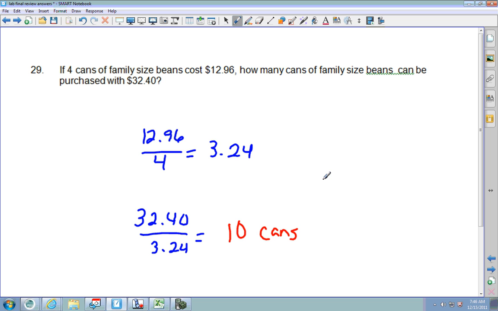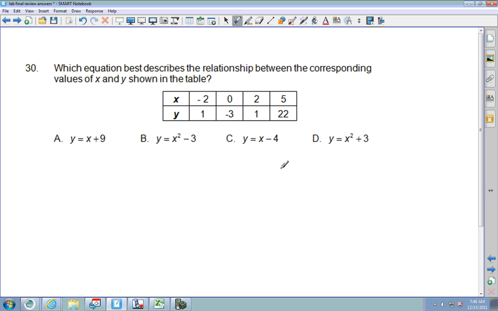You also could have set it up as a ratio or proportion, saying that 4 cans cost $12.96 and how many cans cost $32.40. That's how you learned it in the past. Trying to figure out what you have to multiply by, your scale factor, in order to figure out how many cans it is. Alright, next right here. Which of the following best describes the relationship between the corresponding x and y values? When you have a table like this, the easiest thing to do is to go into your calculator.